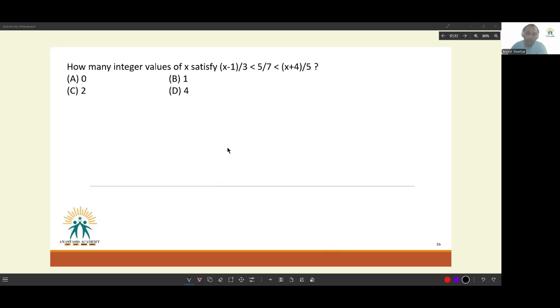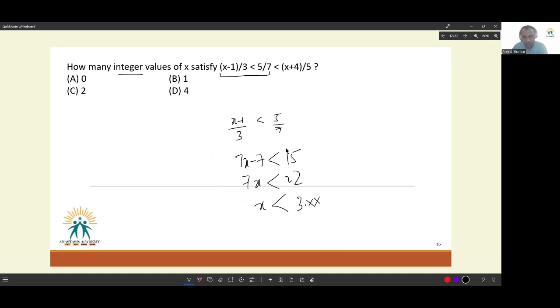X minus 1 by 3 is less than equal to 5 by 7, which is less than equal to x plus 4 by 5. Okay, how many integer values of x satisfy this? So you have to look at the first 2 expressions. X minus 1 by 3 is less than 5 by 7. So 7x minus 7 is less than 15, or 7x is less than 22, or x is less than 3 point something something. First 2 gives me this upper limit for x.